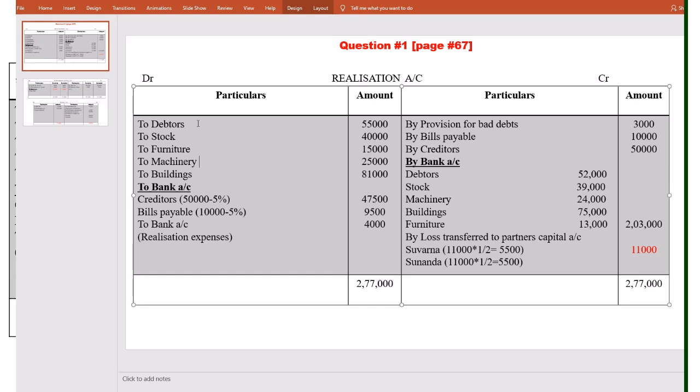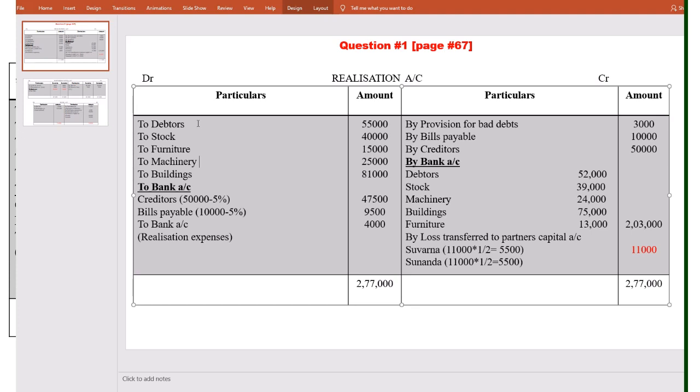In the realization account, we are going to sell all the assets. First, we will know what assets we have in the business, and second, what liabilities we need to clear. Those things we record first. First we have to make sure what assets are with the business, and second, what liabilities we need to pay back. These two things we have to know first.